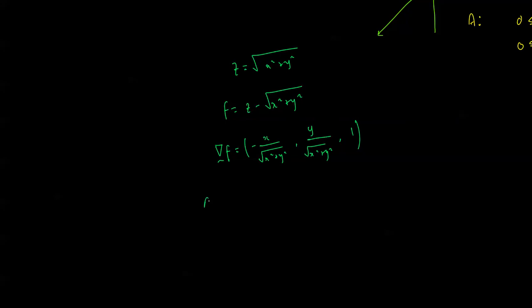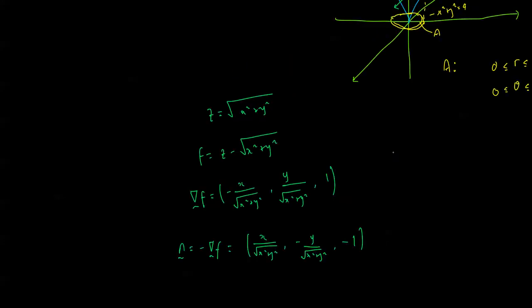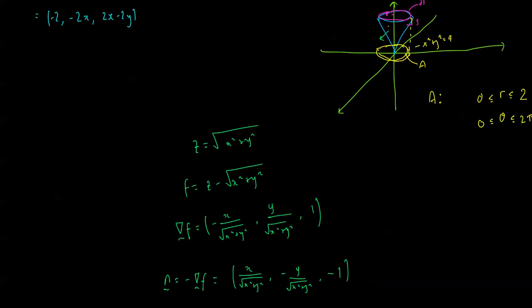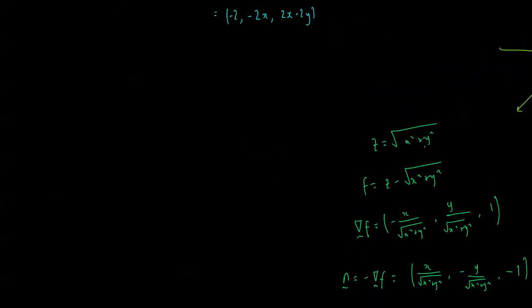So our normal this time is going to equal negative grad f, which is equal to x on the square root of x squared plus y squared, negative y on the square root of x squared plus y squared, and negative 1. Okay, you can see here that we need the outward normal, so clearly it needs to be pointing down, so we need the negative 1. So now we're ready to find the curl of the vector field dotted with n.